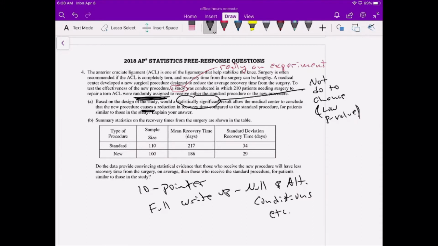For causation, the key there is yes, we could conclude that the new procedure is responsible for the reduction in recovery time, and the key there is due to the random assignment to treatments. You need to mention the random assignment to treatments, and you need to mention some context in your answer about recovery time. Part B is a 10-pointer question, full write-up, check conditions, give the null and alternate, etc.